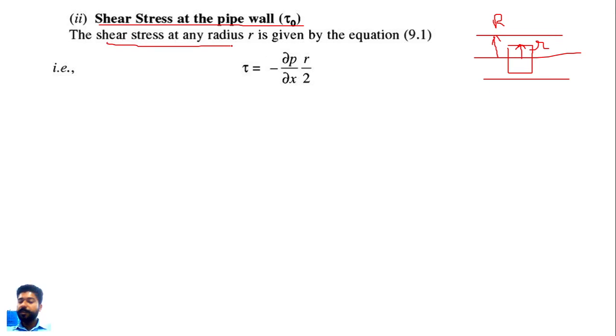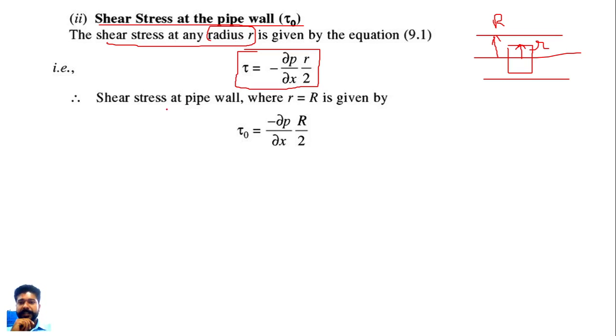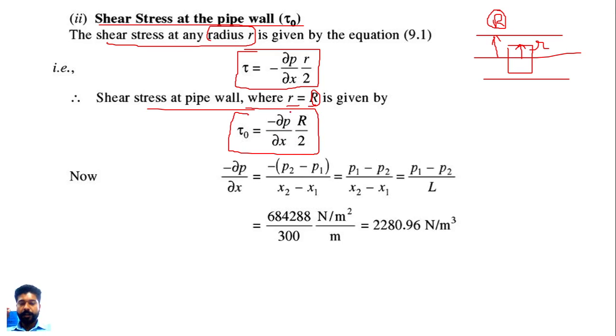So we need to find the shear stress at a radius of small r, and it will be in the form of this equation, which was already discussed in a previous session: tau equals minus dp upon dx, del p upon del x, into r by 2. But for the shear stress at the pipe wall, at the radius of the pipe wall, that is capital R, the r is replaced by capital R, because we need to find the shear stress at the pipe wall. So tau equals minus del P upon del X into R by 2.